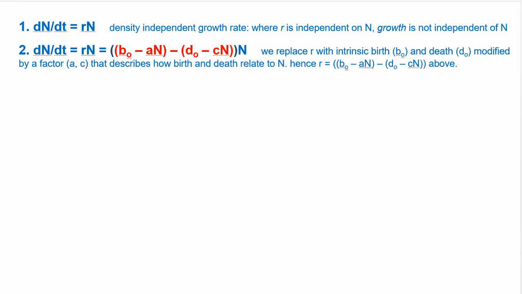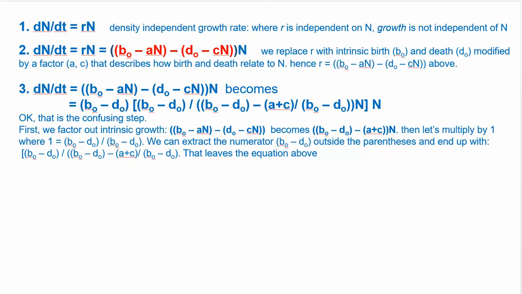So hence r is birth minus some factor times the population size, and death minus some factor times the population size. Okay, so then we can insert that into the equation. That's in equation 2. And then we do some fancy math. We're effectively going to be multiplying by 1 and rearranging. And this is the confusing step. So let's go through this bit by bit.